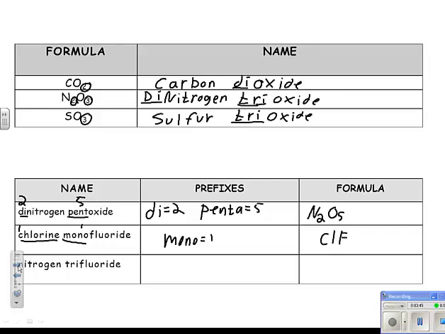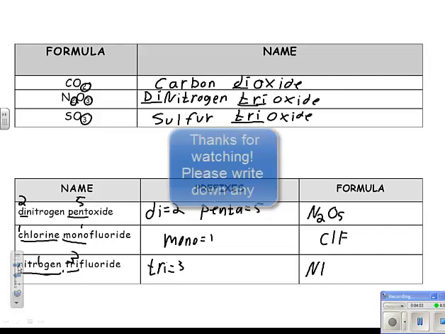And finally, nitrogen, there's no prefix in front of it, so it's 1. And then trifluoride. Tri is 3. So tri equals 3. So there's no prefix for the nitrogen, so we just write the nitrogen. Fluoride is F, and we have 3 of those. NF3. And that's all there is to it.